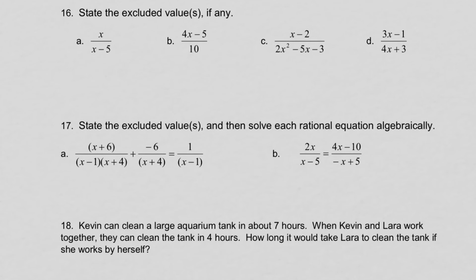And that is 16. State the excluded values, if any. This one should be pretty simple. All you got to do is figure out what the excluded values would be. Remember, the excluded values are the ones that are not invited, that would ruin everything, right? So you look at the denominators and you set them equal to 0, as long as they have an x in it. If there's no x in the denominator, then there's nothing that is excluded.